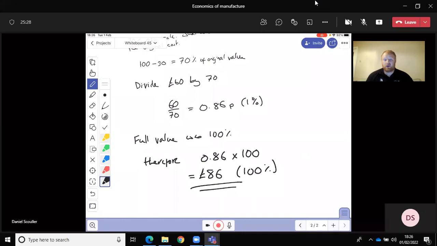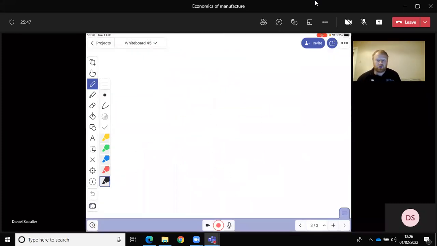Quick and easy way to check that, just multiply that by 0.7 to take you back to your answer. But that's reversing the percentage change. I just needed to cover that so we were happy, so it's recorded. Okay guys, any questions before we move on?